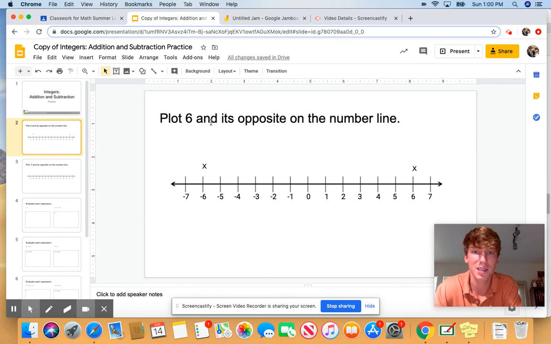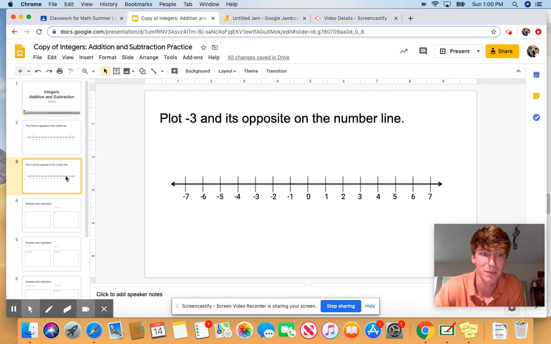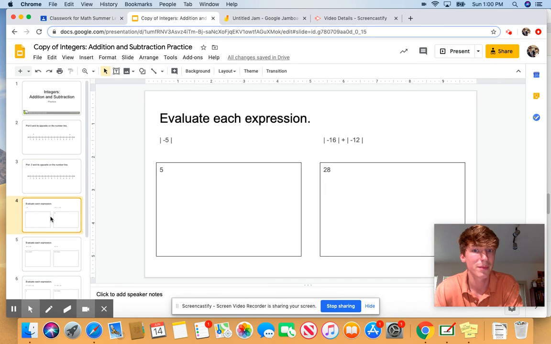It says plot 6 and its opposite on the number line, so I put an X above 6. The opposite of positive 6 is going to be -6, so I put one over here. You do the same thing for this one. The opposite of -3 is just going to be +3, okay? These signs right here, absolute value, just means get rid of the negative sign, okay? Let's keep it simple. So the absolute value of -5 is just going to be 5.